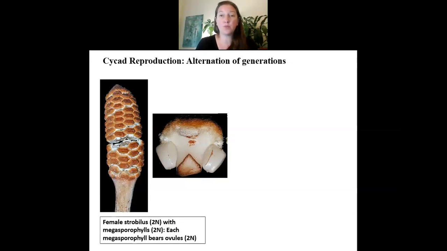On the female sporophyte plant, in this hypothetical species, the Megasporophylls are arranged in a strobilus. So each female strobilus has those Megasporophylls that look like little oyster crackers, the things that you put in soup. On the bottom side of each of those leaves, there are going to be ovules, in this species 2 ovules. The number of ovules will depend on species. So those are the ovules, and the ovules are also 2N, and they're on the bottom side of the leaf.